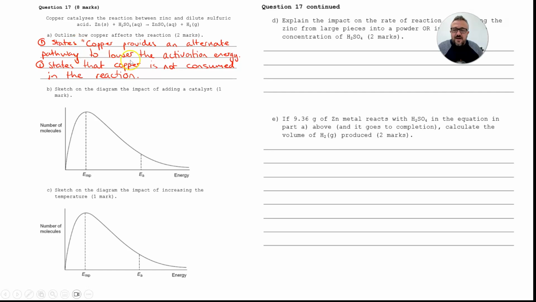Provides an alternative pathway to lower the activation energy. So there's no real detail there, but it's like, this is what happens, and this is why it can do it. It's still there at the end. That's why it's not up there.